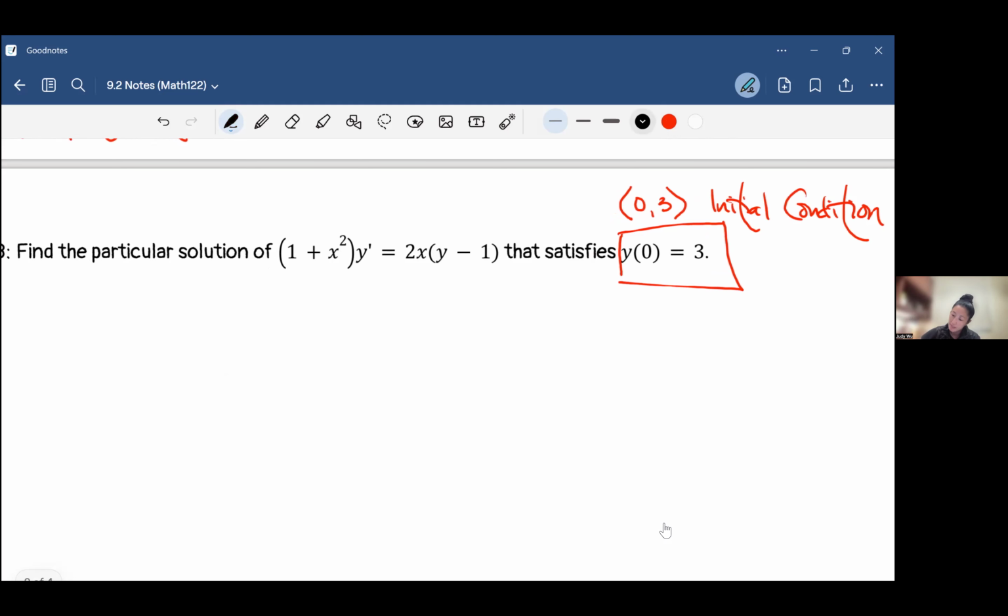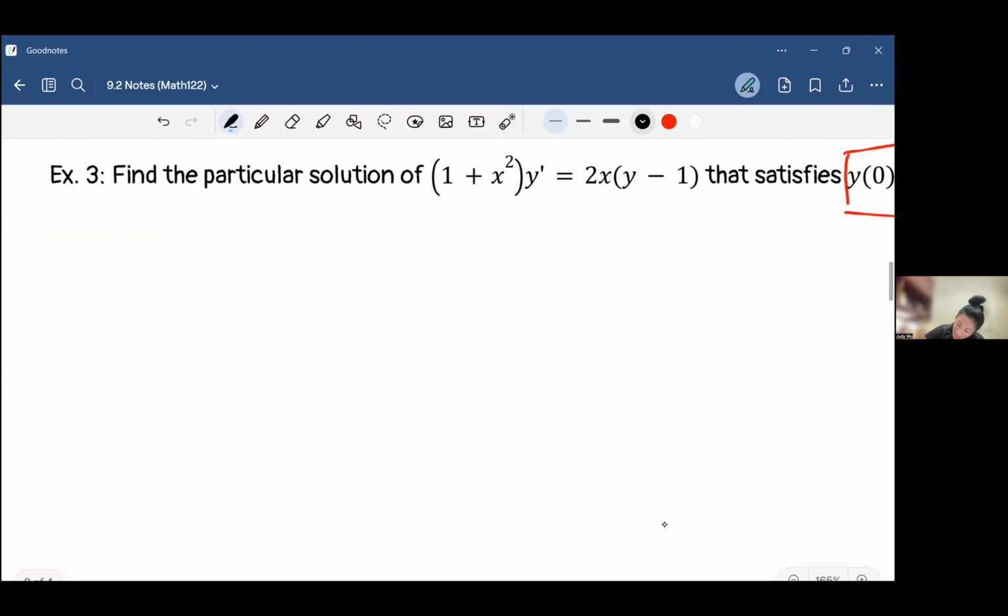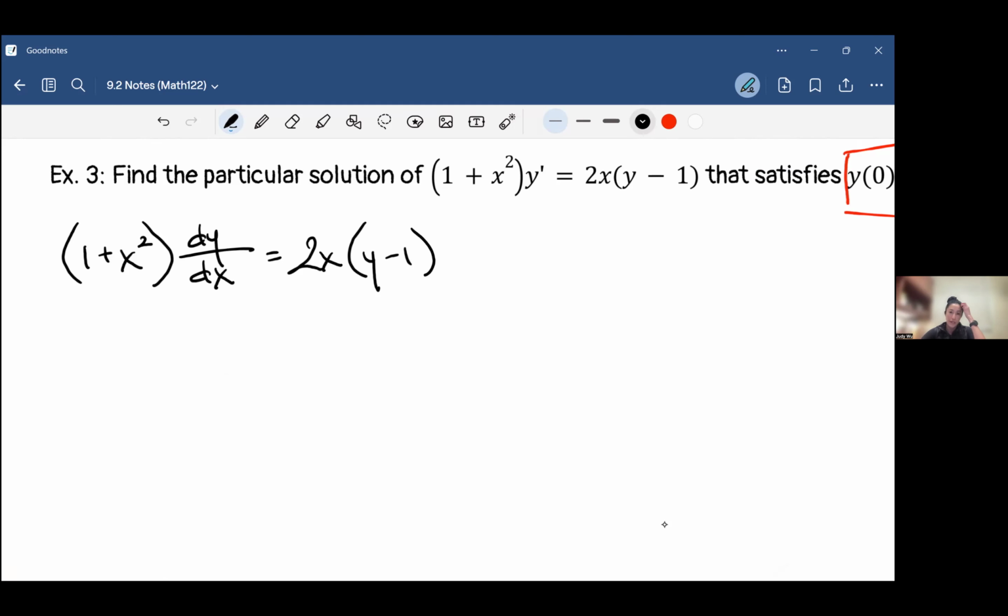Okay, so I know I've been saying no addition, no subtraction, and yet we got a plus and we got a minus. Let me tell you why this is sort of an exception. So I'm going to write this as 1 plus x squared, so this whole thing is times dy dx. And that equals 2x times the whole thing, y minus 1. Okay? So what I'm going to do, I'm going to take this dx and I'm going to multiply it to the right-hand side.